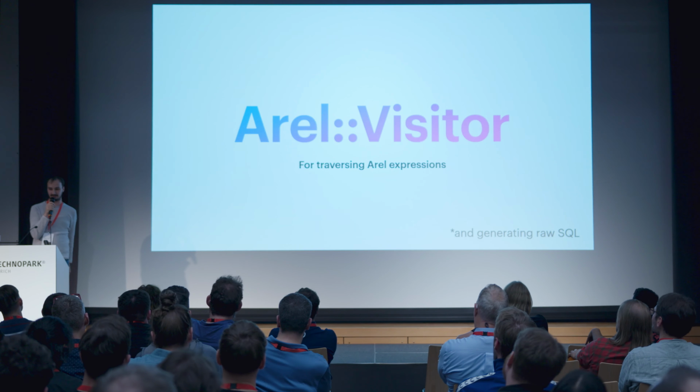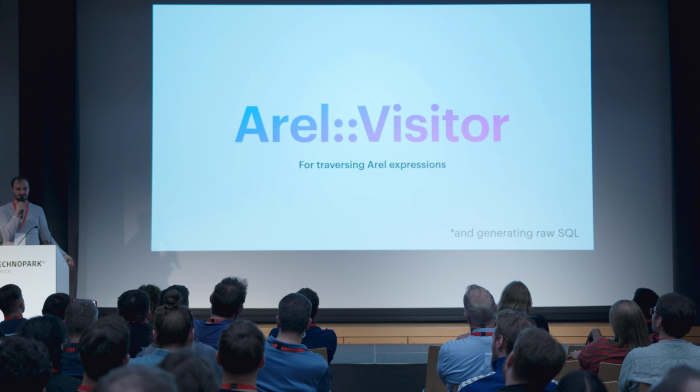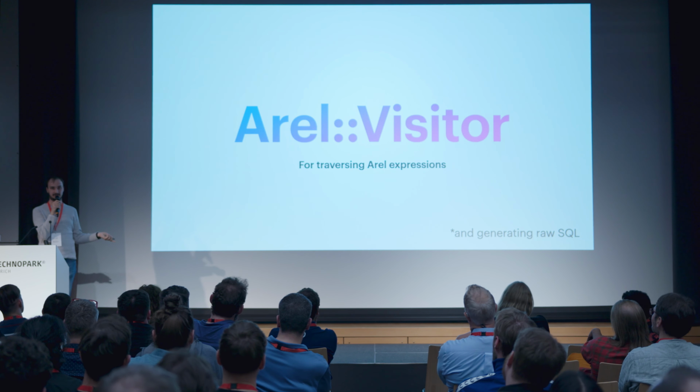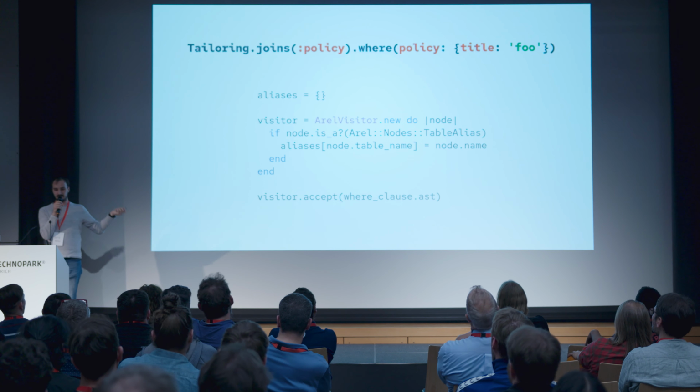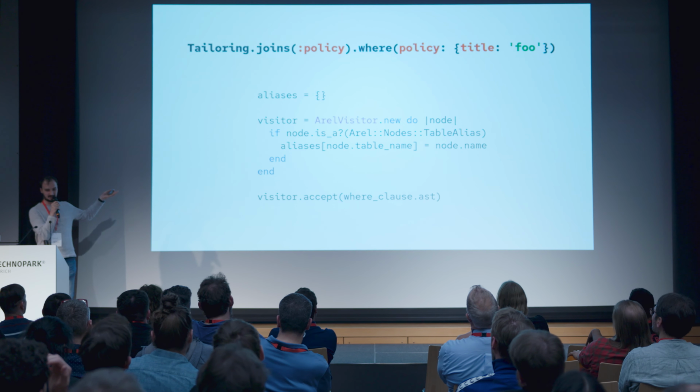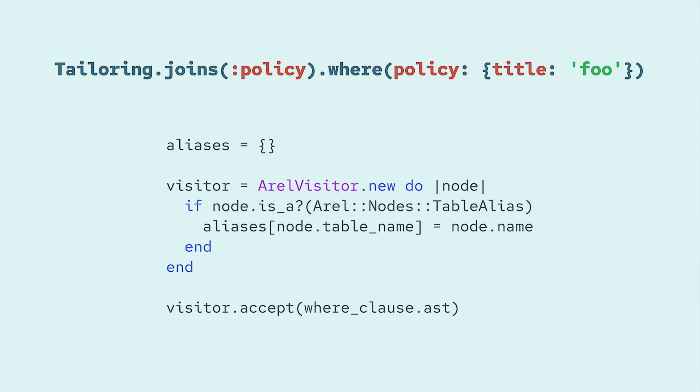So there is a class for that called Arel Visitor, which is also used for generating raw SQL. So whenever you run a query that's not written as raw SQL, it's actually using Arel Visitor to traverse it through and generate the SQL. For Postgres, for MySQL, they obviously have separate ones. So when we do tailoring joins policy, we can create an Arel visitor that goes through every node. If the node is a table alias, then we can store the alias in a hash, in a mapping. That will result as a hash at the end.